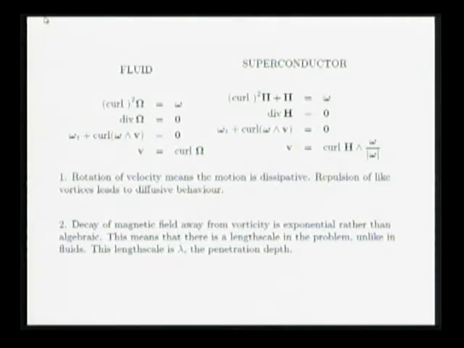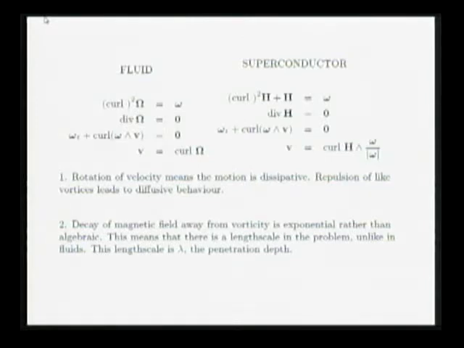This rotation of the velocity is actually quite important. We've already seen that it leads to like vortices repelling each other. It leads to a single filament wanting to shorten its length. And it means the motion is dissipative rather than conservative. So it leads to diffusive type behavior. Things want to get as far away from each other as possible.